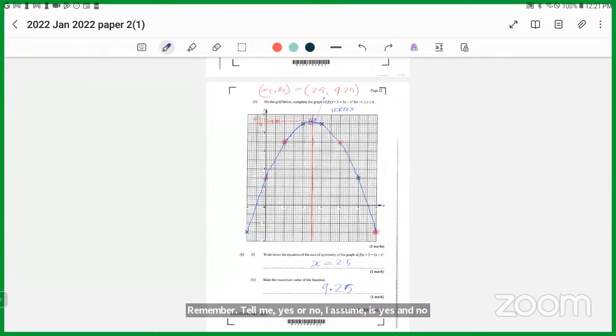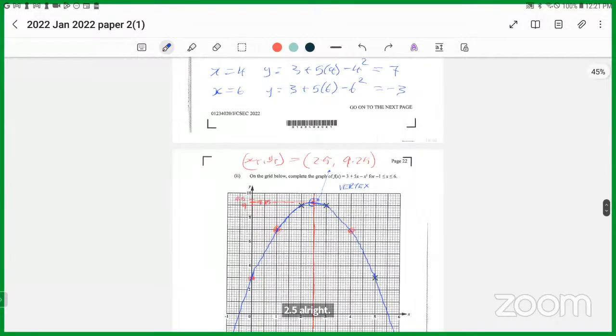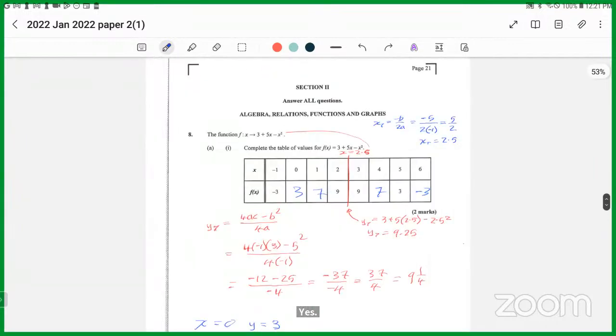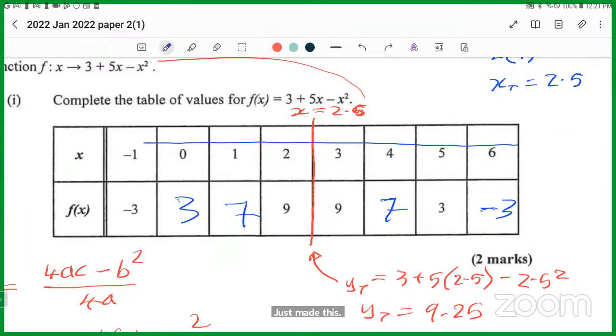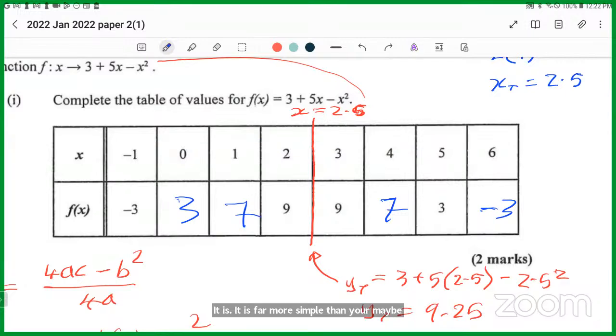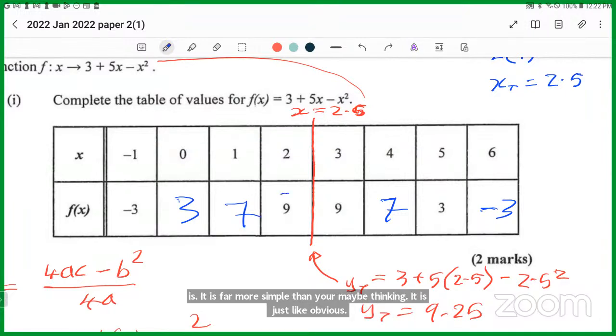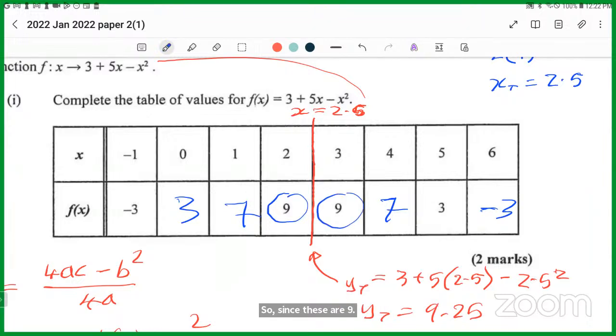Sir, yes. Sir, can you repeat how you got the 2.5 again? 2.5. All right, yes. So you can actually see it on the graph. So the graph, there's the values here. So these are the x values going up here. Trust me, it is far more simple than you're maybe thinking. It is just like obvious. So since this has a 9 here and a 9 here, you know that this is not the axis of symmetry.